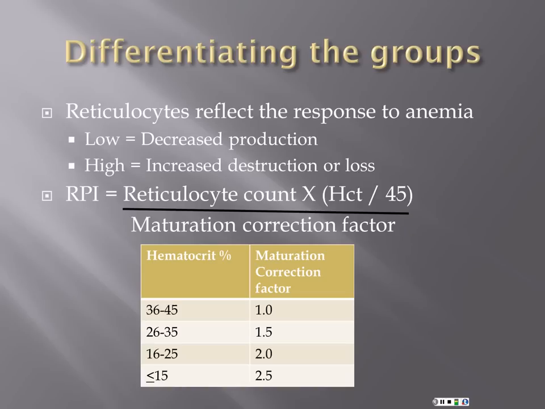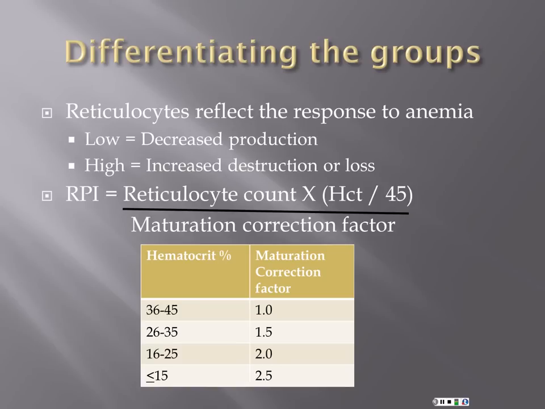The reticulocyte production index is the reticulocyte count times the patient's hematocrit divided by normal hematocrit, which generally is around 45. And then we have to divide that by a correction factor from the table below. So whenever you get a lab value, take a look at it and do it.